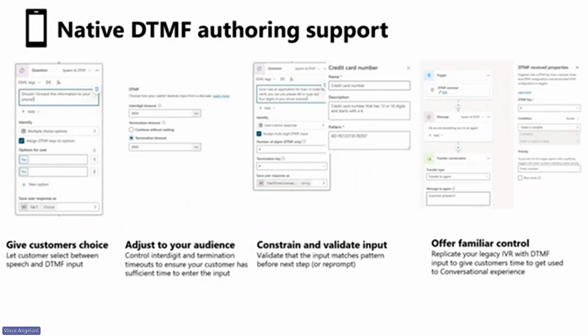You can also associate validation to the input that the caller is providing by DTMF. And you can associate a trigger topic to give the caller the chance to press 0, for example, anytime to go back to the main menu.